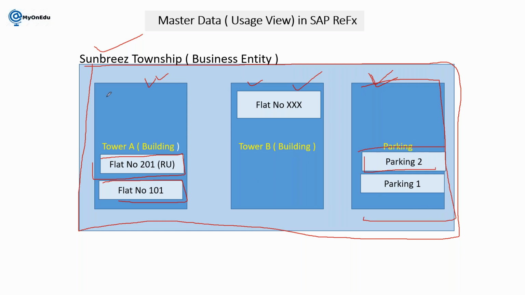This complete township, we are calling it a business entity. In SAP ReFX, for the usage view master data, we call it a business entity. An individual building which we have within this business entity, we call a building. And the open land, we call land only. Under the tower, or within the tower, you have the flats. Flats are the units which are going to be rented out.